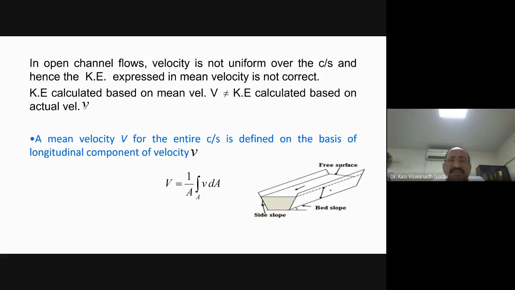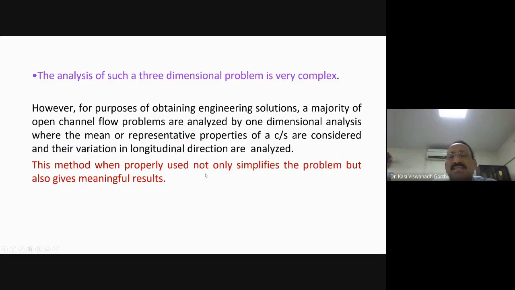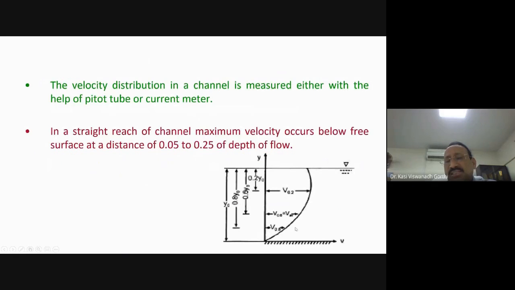So a mean velocity capital V for the entire cross-section is defined on the basis of the longitudinal component of the velocity small v. If small v is the longitudinal velocity at a particular section at a particular point, then the mean velocity V can be related by this equation. How do you get this equation? Small v is the velocity at any given point of a given section. At any given point, this small v, the velocity will vary depending on the velocity distribution. So depending on the velocity distribution, the value of small v may vary. This is the maximum value of small v. So here it is less than that.